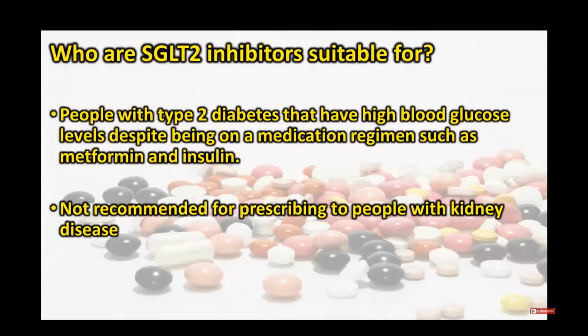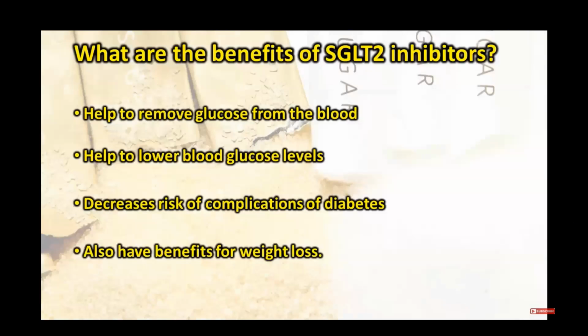Who are SGLT2 inhibitors suitable for? SGLT2 inhibitors may be suitable for people with type 2 diabetes that have high blood glucose levels despite being on a medication regimen such as metformin and insulin. SGLT2 inhibitors are not recommended for prescribing to people with kidney disease, as kidney disease prevents the drug from working sufficiently well. What are the benefits of SGLT2 inhibitors?